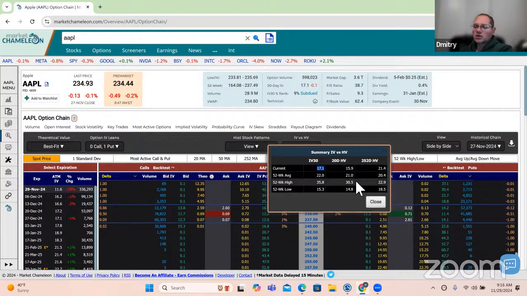What about the high and low? We could see here the high is 30.5, the low 14.8. So again, the implied vols and historical vols look like they're very similar, doing something very similar.